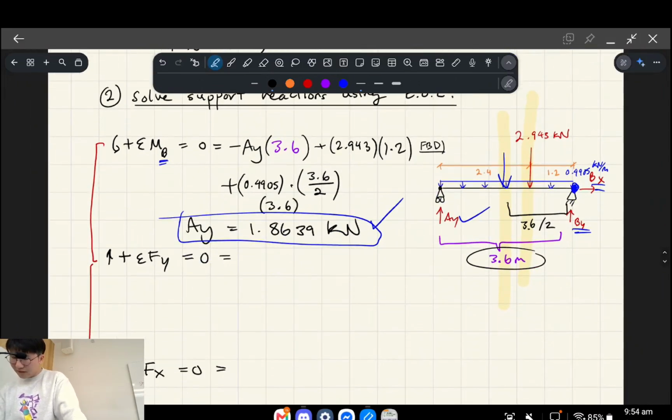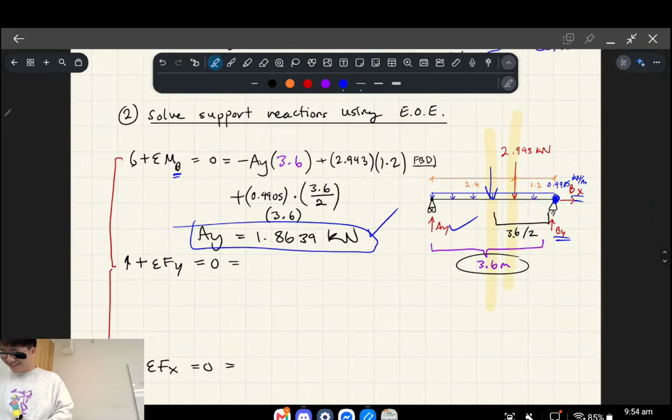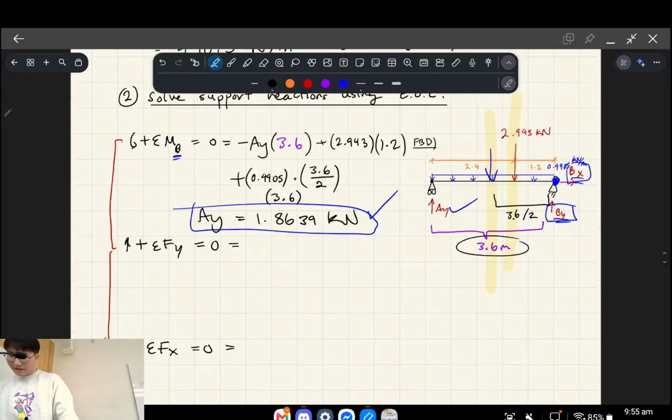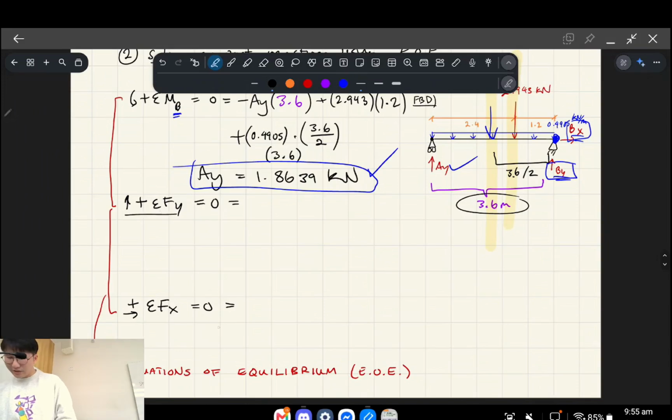All right, so at this point, you might be thinking, holy crap, that took so long. Well, one, because we're going slow, but do I now need to take the moments about A in order to find BY? You know what I'm saying? And the answer is no, because we only have one unknown in the vertical direction and one unknown in the horizontal direction left. So we can use the easier equations of equilibrium, such as the sum of the forces in the y direction and the sum of the forces in the x direction, in order to solve for these remaining unknowns, right?